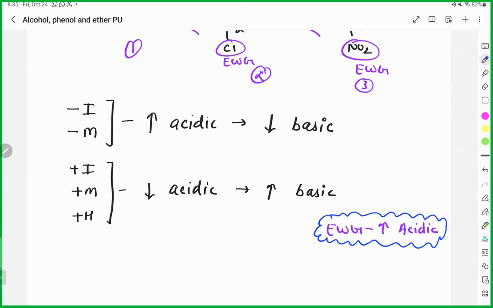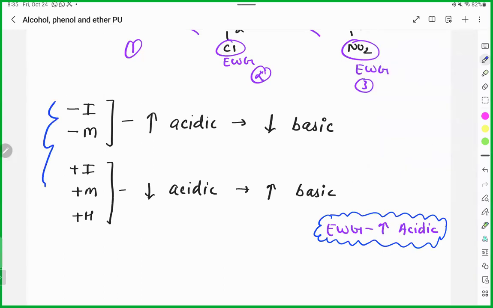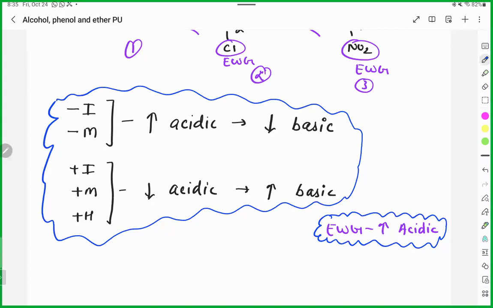So that is the thing. Just remember this: withdrawing group increases acidic character. Donating group will be ulta. Basic character will be ulta. Makes sense. But as I mentioned, JEE will ask more tricky questions.